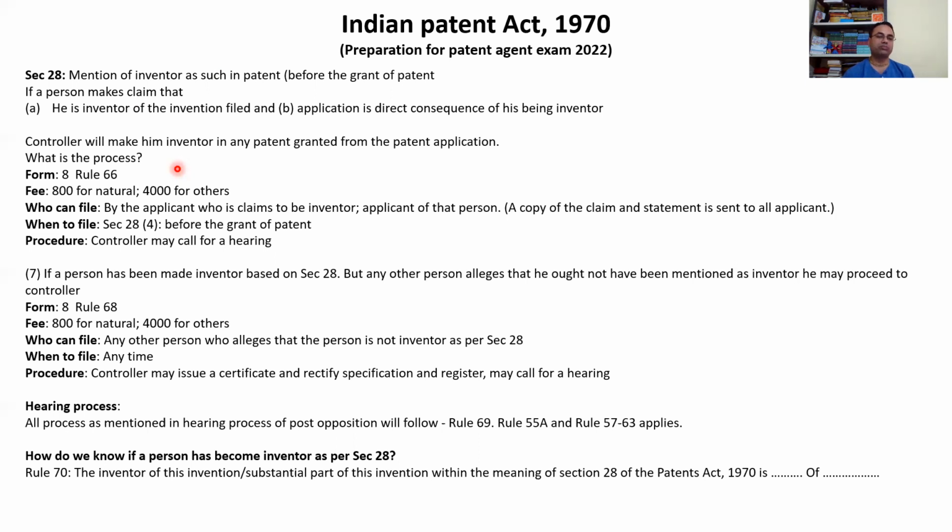And how do you know a person has become an inventor as per section 28? If we see a patent and this kind of notification under rule 70, it will be written: the inventor of this invention or substantial part of the invention within the meaning of section 28 of the Patents Act is this and this. So this kind of sentence will be there. From there we can understand that this person became the inventor because he was not included earlier, and before the grant he filed that his name should be there as an inventor.